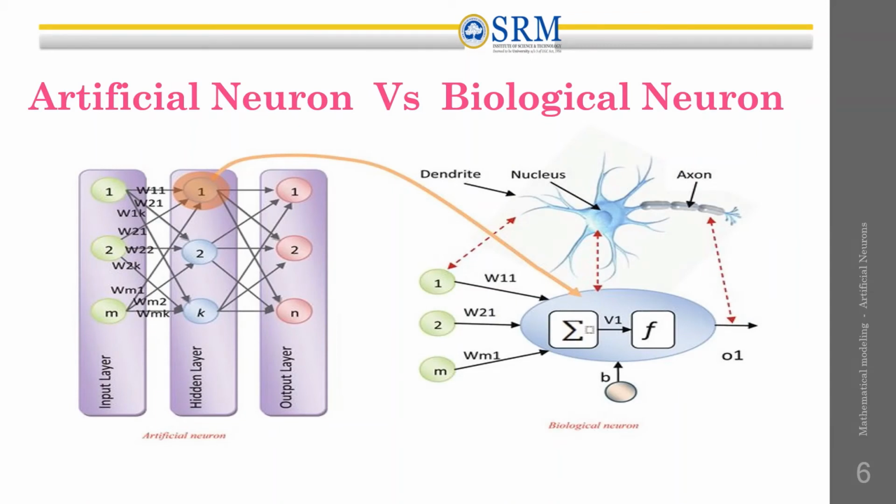Fine. Whatever we have discussed in the earlier slide is given in the form of a diagrammatic representation here. The dendrites of the biological neuron are compared to the input channels of a perceptron. The nucleus of a biological neuron is compared to the summation function, activation function, and of course the bias. And the axon of a biological neuron is compared to the output channel of a perceptron.